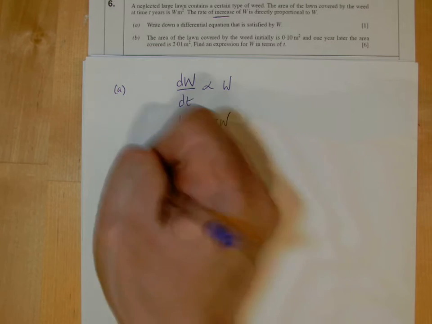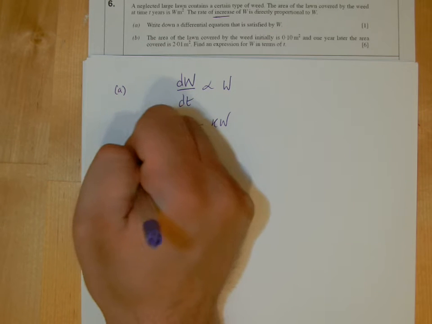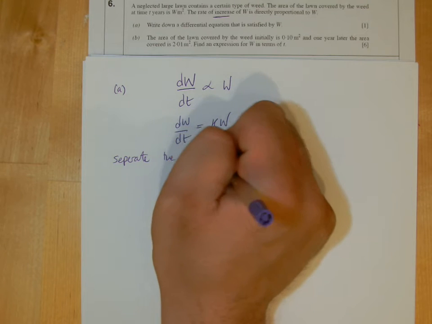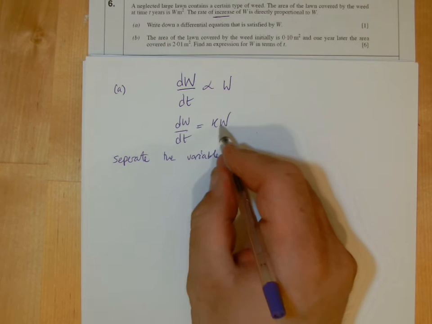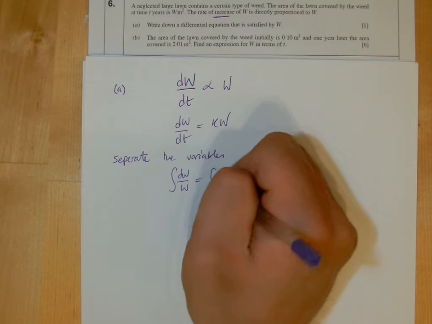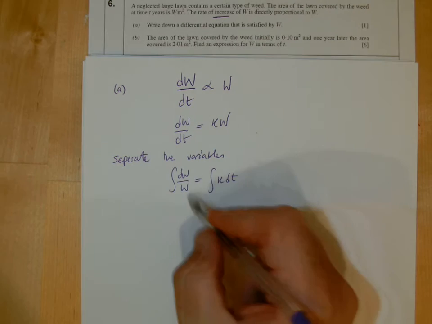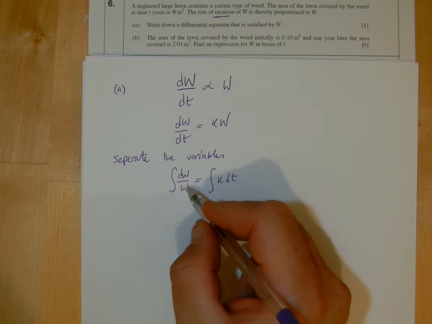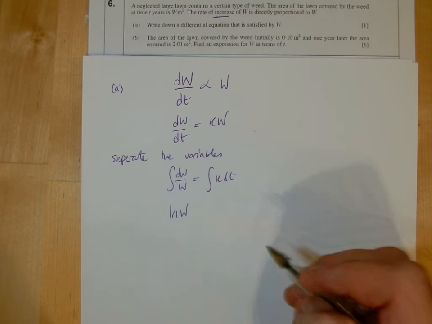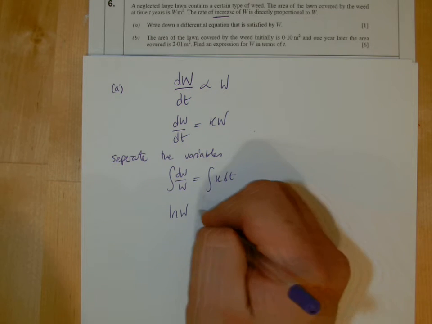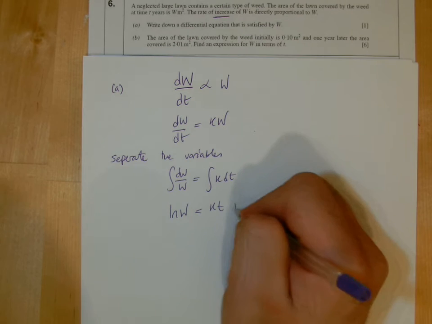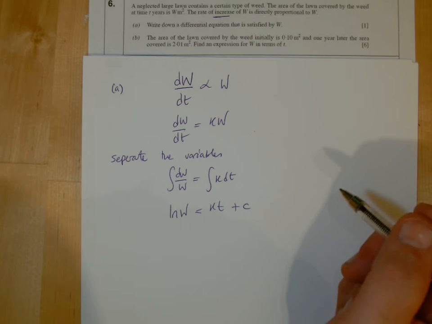So just as we usually do, we're going to separate the variables to get an expression for W. So take that W over, so it'll be dW by W equals K dt. This time we've got W on the bottom, so it's 1 over W, and we're back to the ln situation, like earlier. And then K, when you integrate that, that'll be KT plus C. So we've got that there.